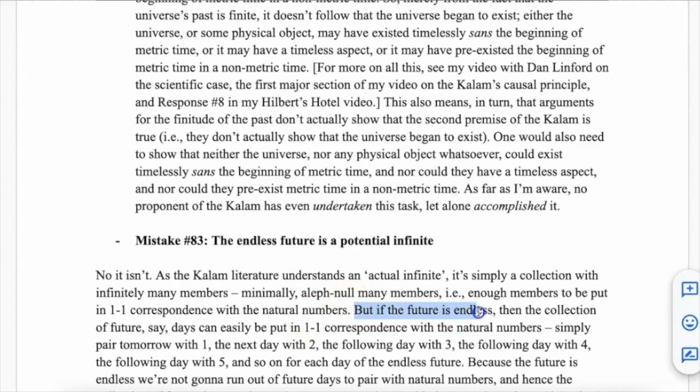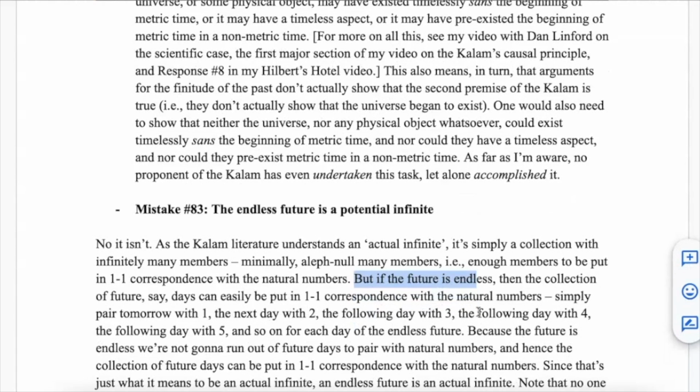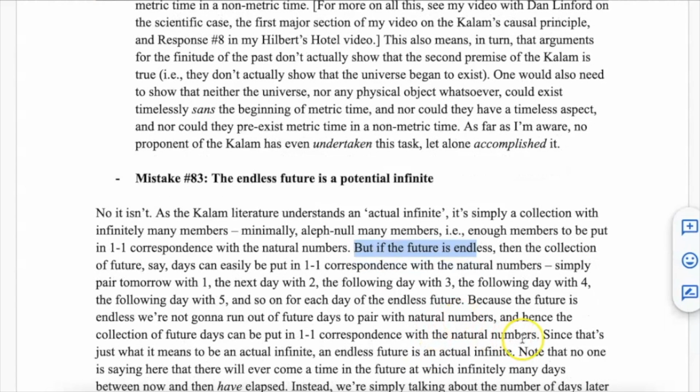But of course, if the future is endless, then the collection of future, say, days can easily be put in one-to-one correspondence with the natural numbers, right? Simply pair tomorrow with 1, the next day with 2, the following day with 3, the following day with 4, the following day with 5, and so on for each day of the endless future. Because the future is endless, we're not going to run out of future days to pair with the natural numbers, and hence the collection of future days can be put in one-to-one correspondence with the natural numbers.